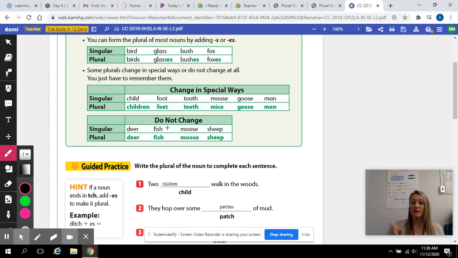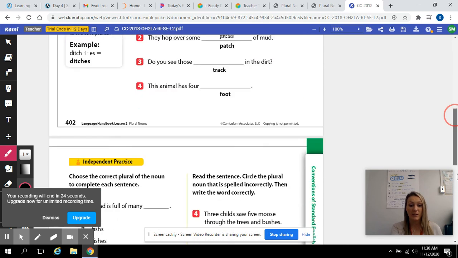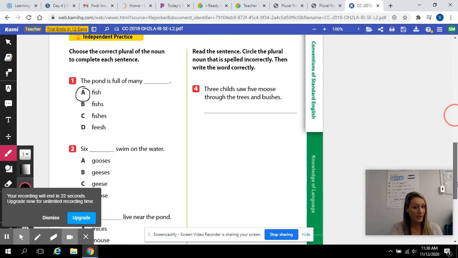I saw the sheeps over there. Nope, I saw the sheep, okay? So those are the ones that stay the same if you get confused, okay? Make sure you're looking up here at these boxes. Some of those down here might already be up there, okay?